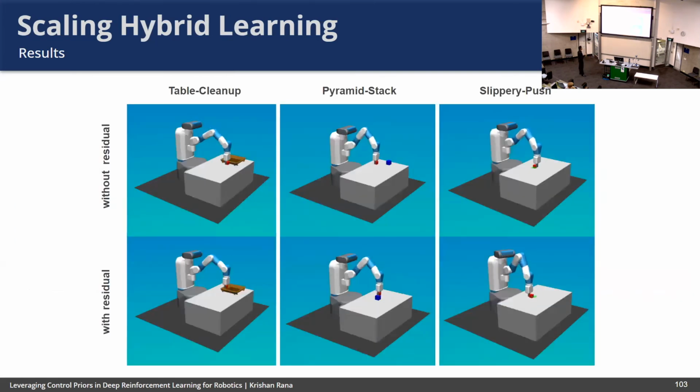So just a visual depiction of this: as you can see, without the residual, the agent struggles to move above the tray. It's a very simple thing, you'd think, but remember, we've changed the whole action space. It doesn't have that ability, so it just gets stuck. It can grasp it, but it gets stuck, right? Over here, it's a similar case. It struggles to lift above that block. And with the slippery push, it struggles to achieve fine-grained motion to nudge the block to the goal. Whereas with the residual, you can see the robot picks it up and solves the task perfectly.